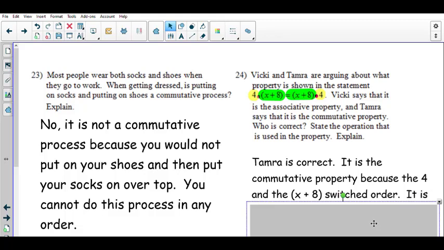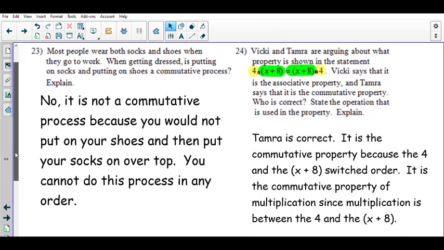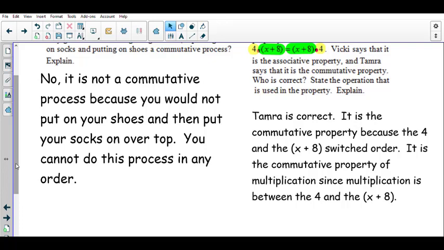So what we could say here, let me go ahead and delete that box, is that Tamara's correct again. It is the commutative property because the 4 and the x plus 8 switched order. It is the commutative property of multiplication since multiplication is between the 4 and the x plus 8. All right, feel free to pause the video to copy any of that down because we're going to move on to number 25, our last question from these notes.